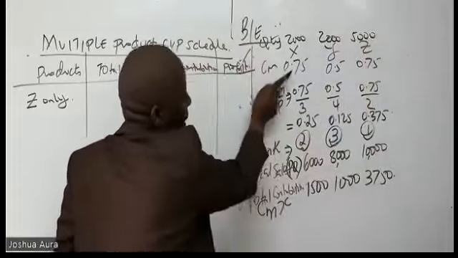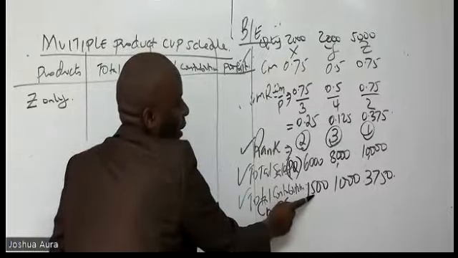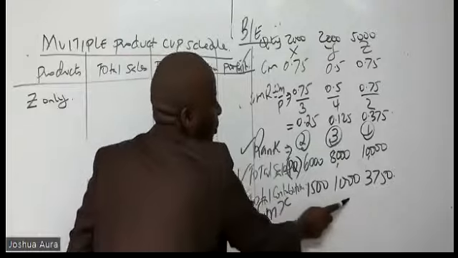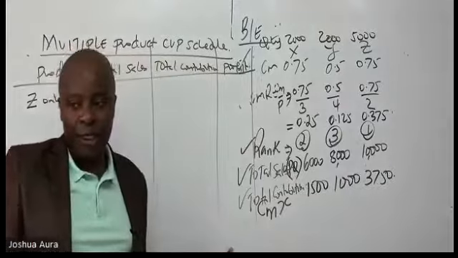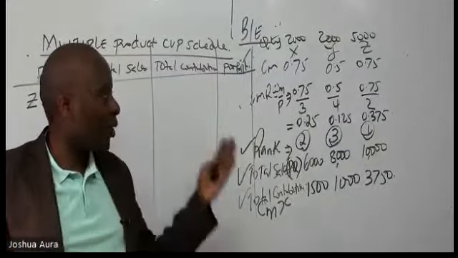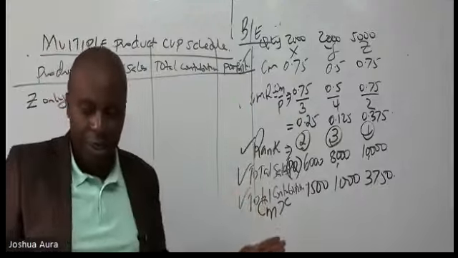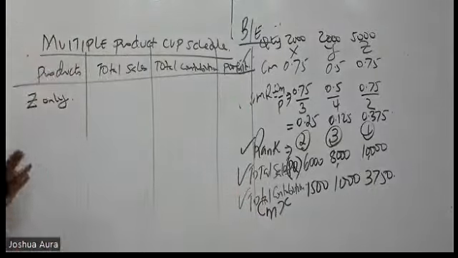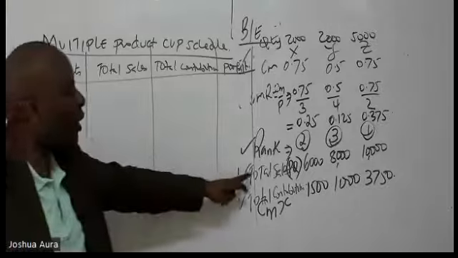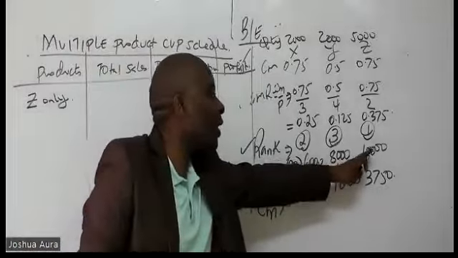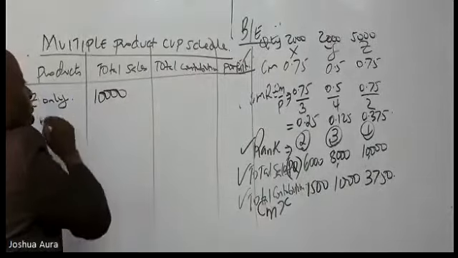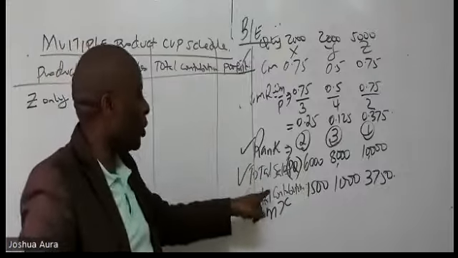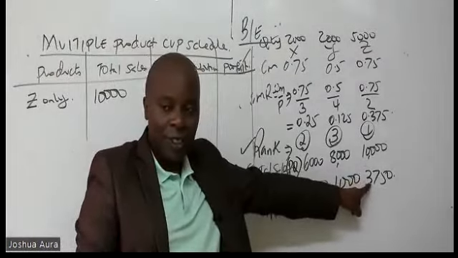Really, taking this will give me this figure, I can see. 0.5 times 2,000 will give me 1,000. 0.75 times 5,000 will give me 3,750. Which figures were you using to get that 7,500 really? So these are correct figures. Great. So we start here by producing Z only. If we produce Z only, what will be our total sales? The best ranked product, if it is produced only, will give us 10,000 Kenya shillings. The total contribution that we shall get from Z only is 3,750.